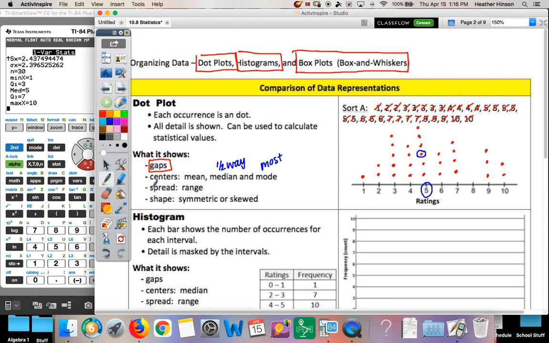You can also see the spread, which is the range. So your range is your max minus your min. Nope, sorry, your max minus your min.